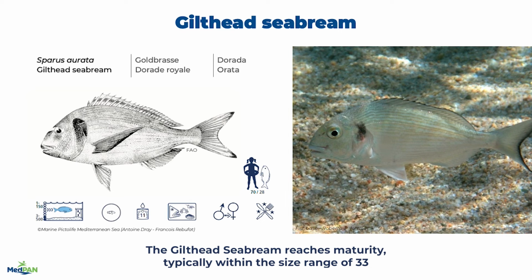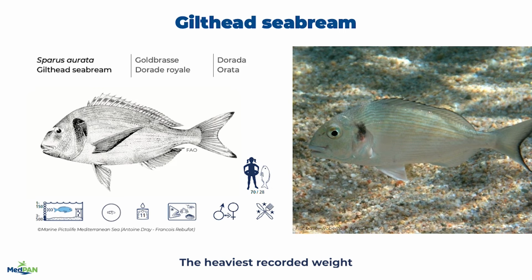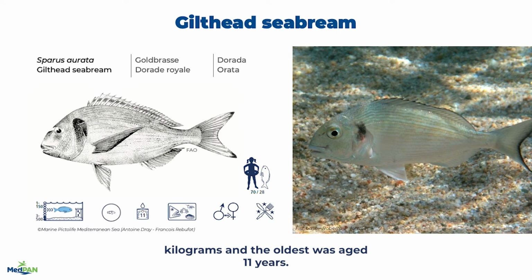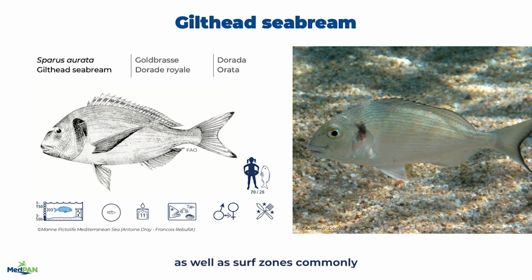The gilded sea bream reaches maturity typically within the size range of 33 to 40 centimeters, at an average length of around 36 centimeters. The heaviest recorded weight was 17 kilograms and the oldest was aged 11 years. Gilded sea breams are commonly found in seagrass beds and sandy bottoms, as well as in the surf zone, commonly to depths of about 30 meters, though adults may occur to 150 meters depth.